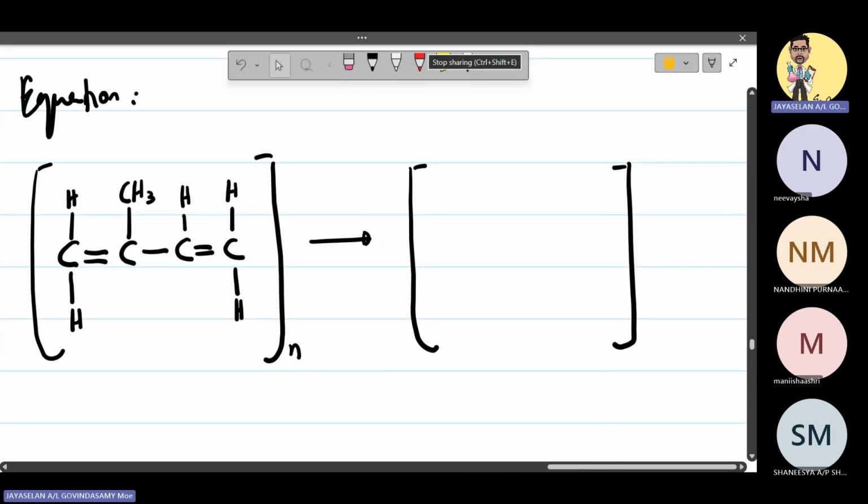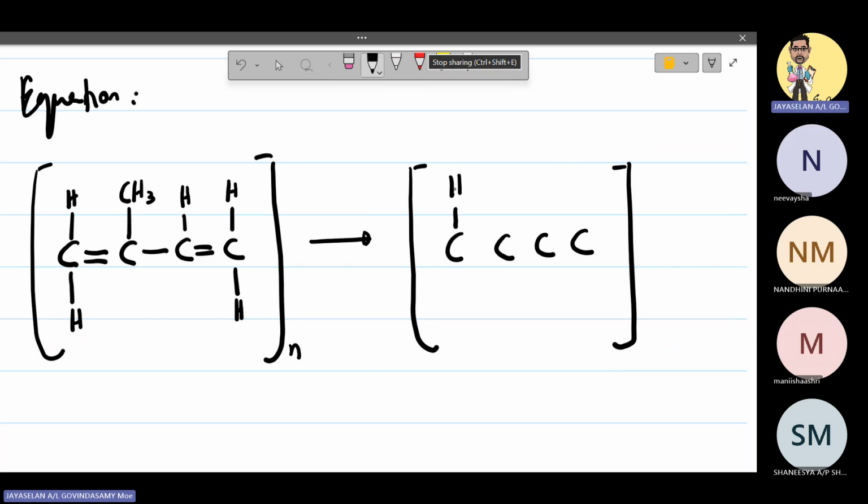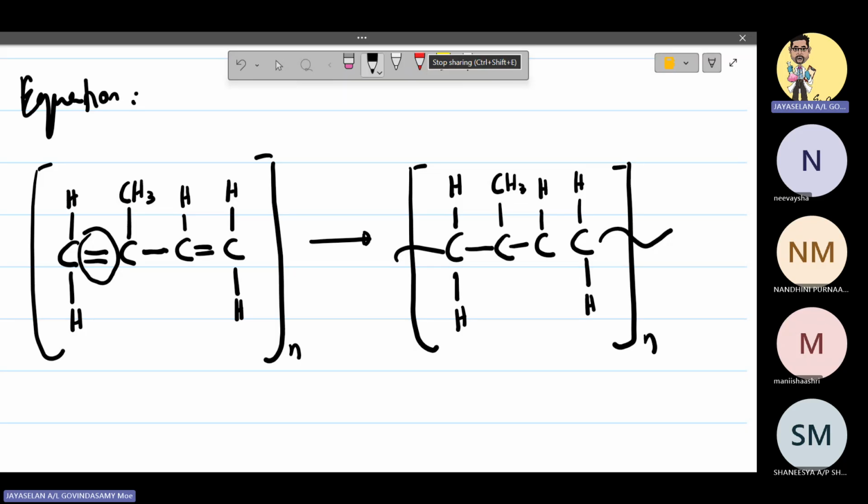You put 4 carbons: 1, 2, 3, 4. Then put the hydrogens, bottom, top, bottom. Then you put here CH3, top has hydrogen, top, bottom. Top, bottom, draw me a sign. Here got a double bond, right? Make it single bond. Here got a single bond, right? Make it double bond. Double bond, make it single bond. Single bond, make it double bond. Here got a double bond, make it single bond.